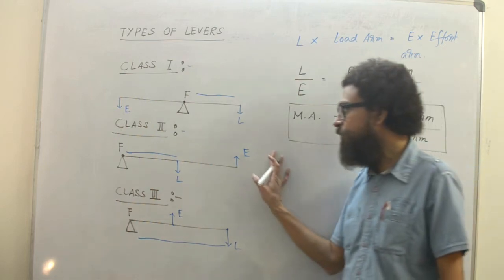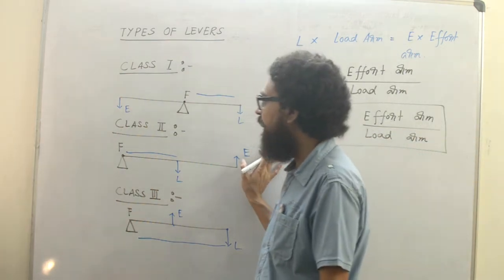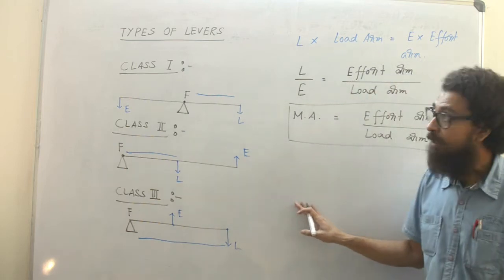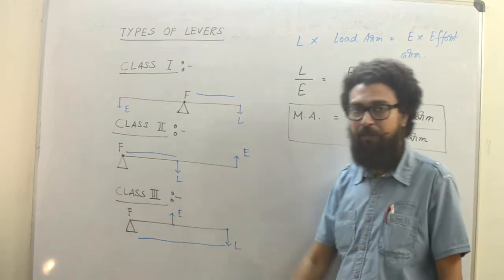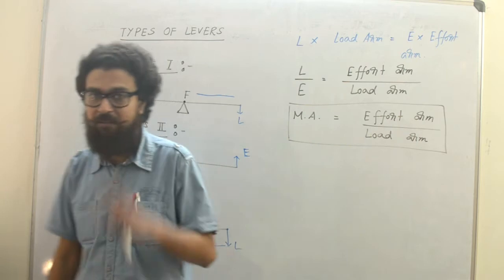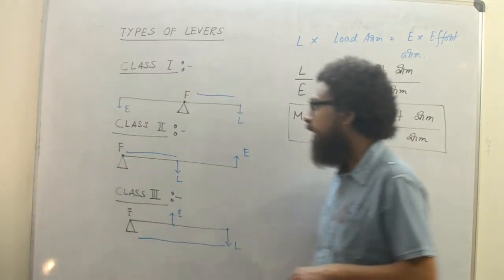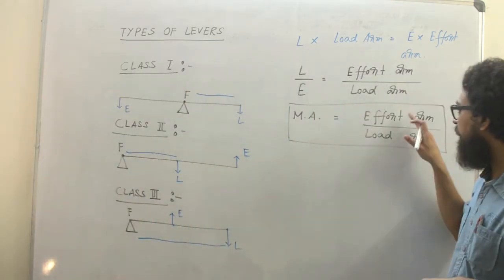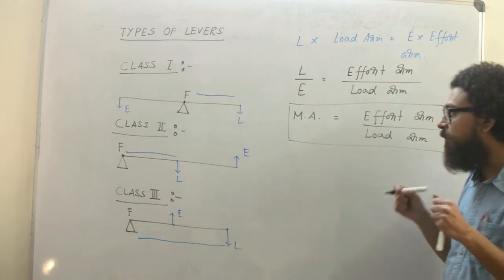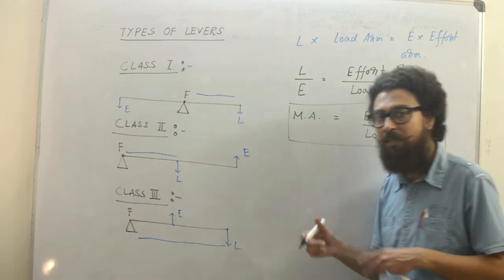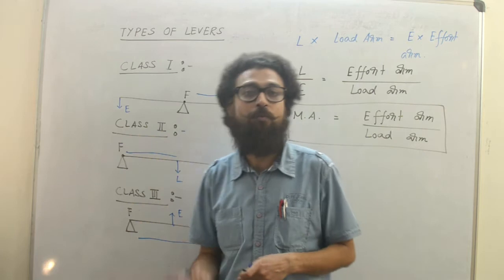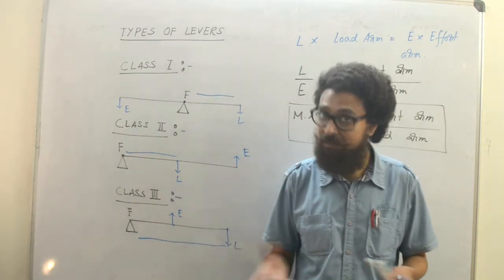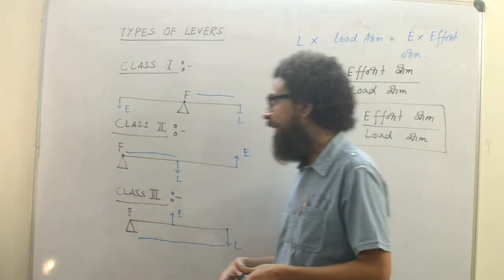Now we individually see what happens. In class 1, I told you, the fulcrum can be anywhere, so there are three cases. If the fulcrum is at the middle, then the effort arm and load arm are equal, so mechanical advantage is equal to 1. The common example is the beam balance.